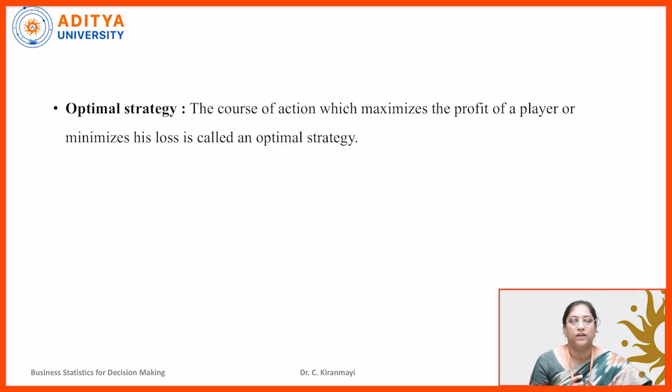So, we solve games normally for 2 reasons. Number 1, to find out the value of the game, and also to determine the optimal strategies for the players. Okay. So, optimal strategy is that strategy or that plan of action which maximizes profit or which minimizes loss for the players. Okay. So, such kind of strategy is called optimal strategy. So, that is the ultimate aim of solving a game.